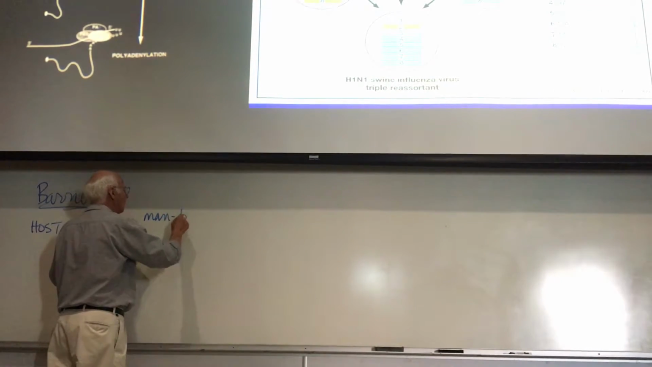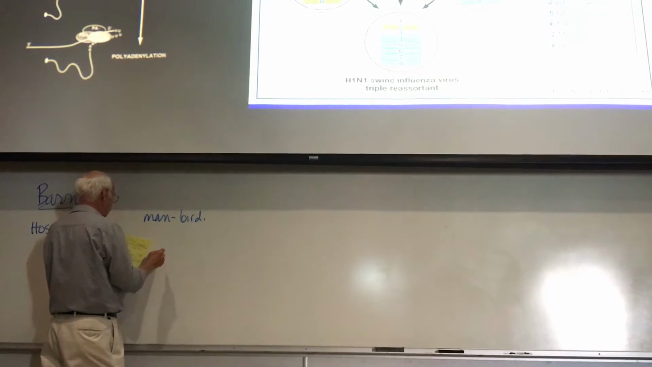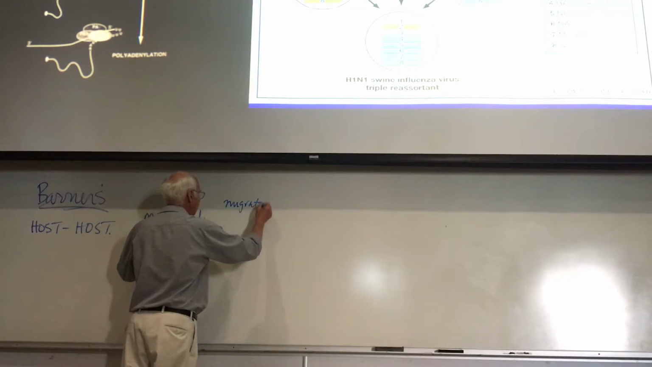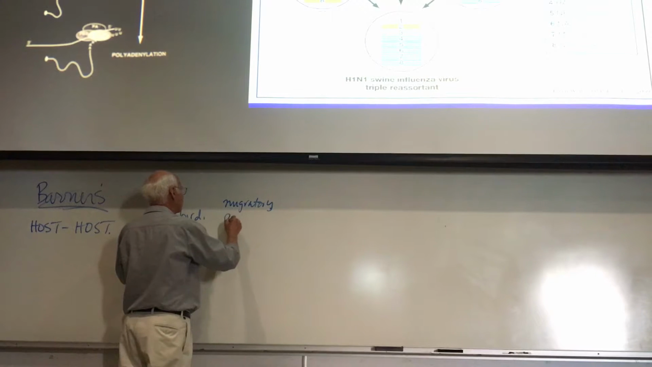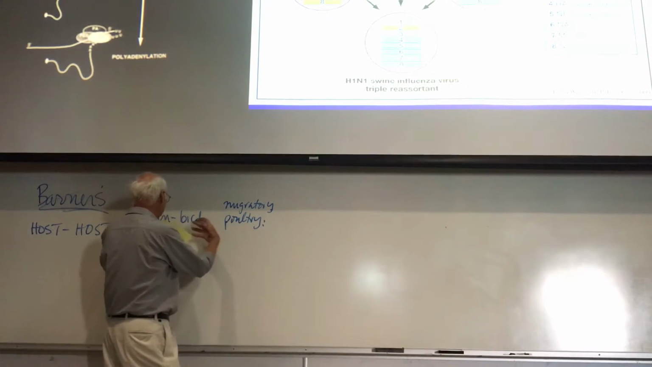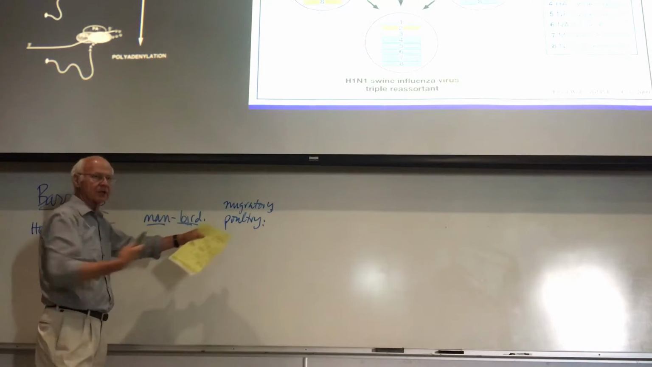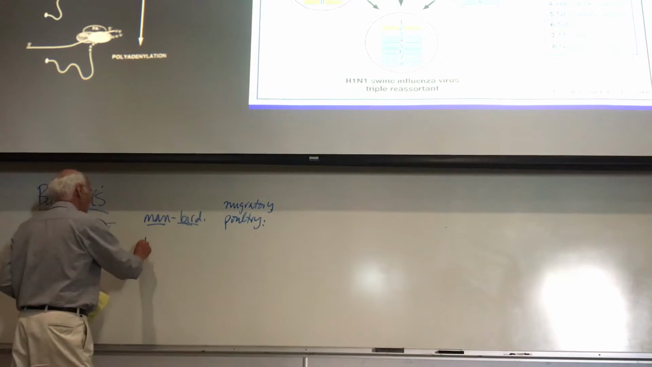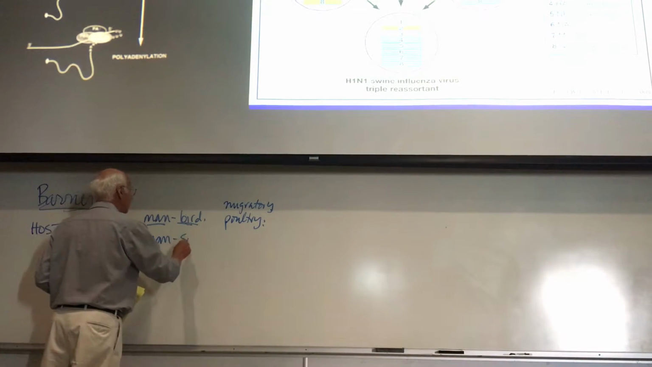Man-bird. So here, migratory birds, poultry trade in Asia. You have to have contact between the hosts to get the spread. That's one factor. Or man, swine.